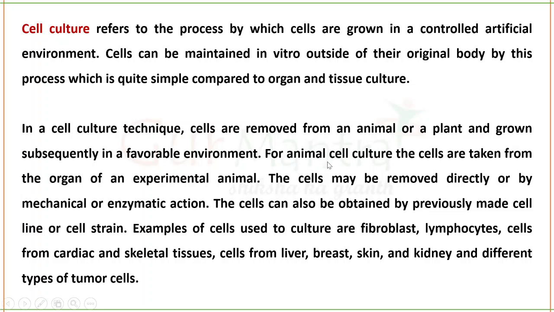For animal cell culture, the cells are taken from the organ of an experimental animal. The experimental animal can be a mouse, it can be a rabbit, it can be a monkey, whichever experiment you are performing, that particular animal's organ cells are obtained. The cells may be removed directly or by mechanical or enzymatic action. The cells can also be obtained from a previously made cell line, which means the cells have already been obtained from the animal and stored, and you can use them anytime you want.